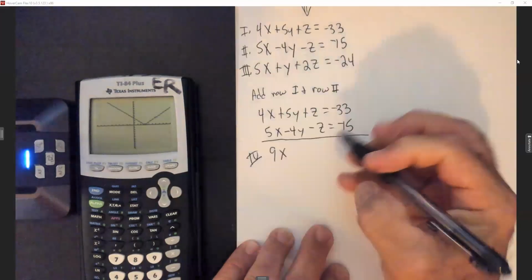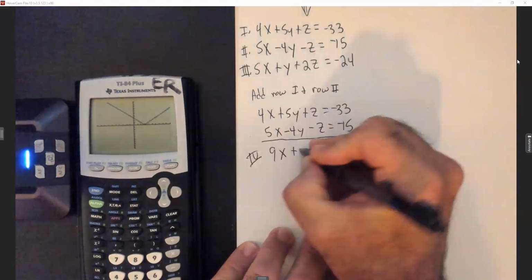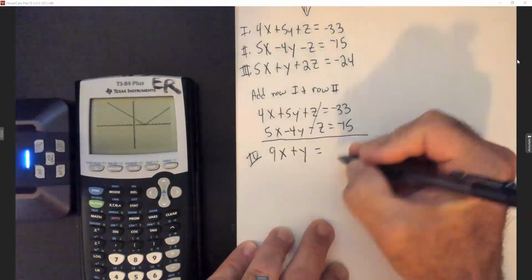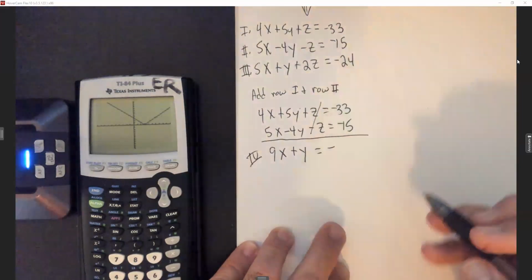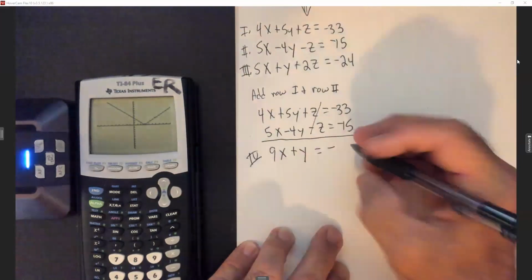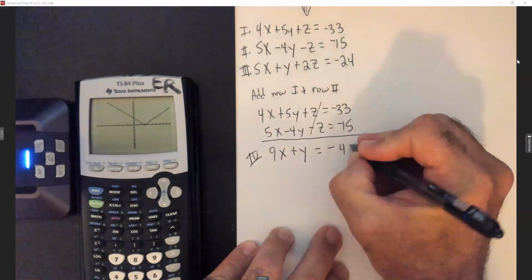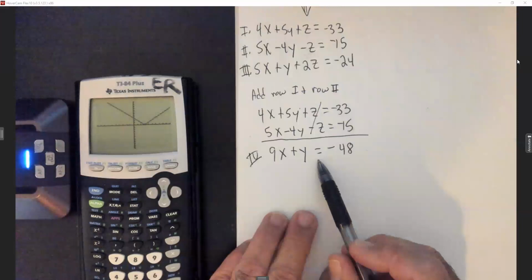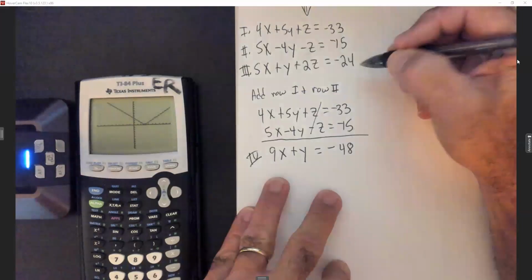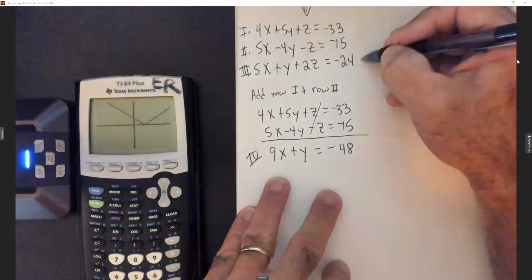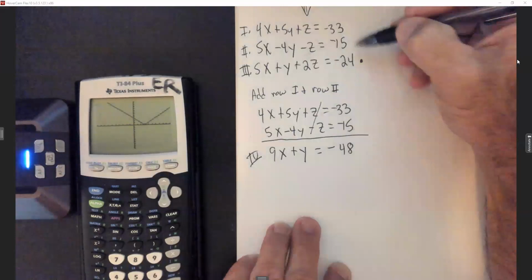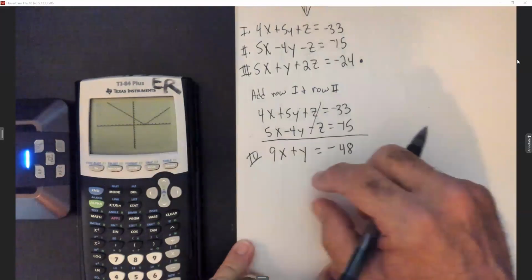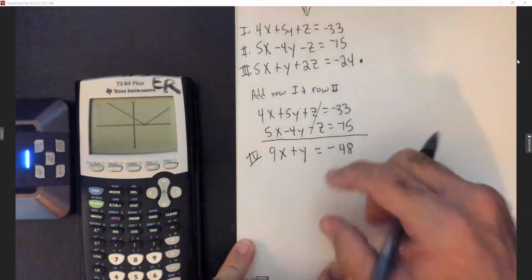5y minus 4y leaves me 1y. The z's cancel. And over here, that's going to be a negative 8, so that's a negative 48. But we're happy we got rid of the z's. Now we have to use the last row and add to one of these 2 rows to get rid of the z again, because remember, I need 2 equations. I need a 4 and a 5 to get rid of the next letter.